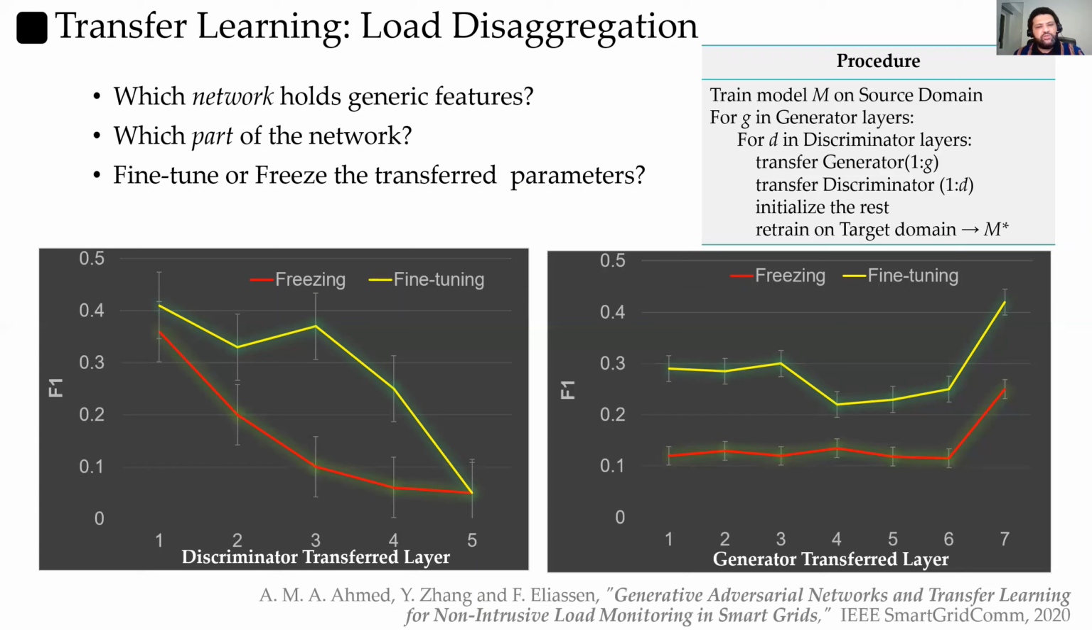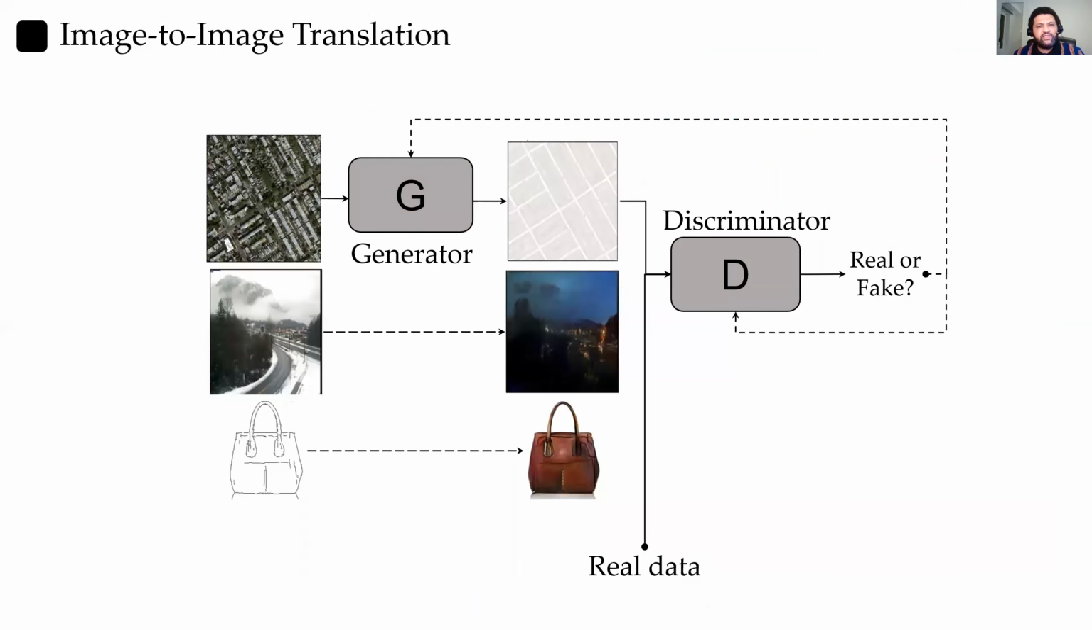Now, the sensible question is if this can extend to other domains than time series data. For that, we investigated image-to-image translation as one of the successful applications of GANs. Image-to-image translation examples can be producing maps from aerial images or photos from edge sketches.